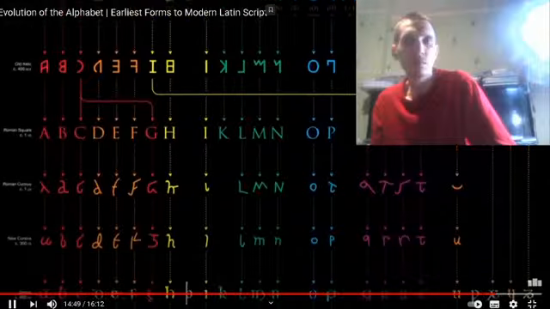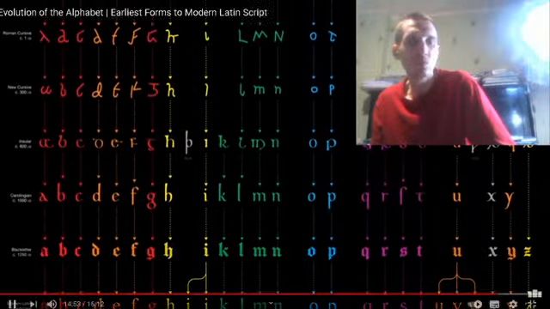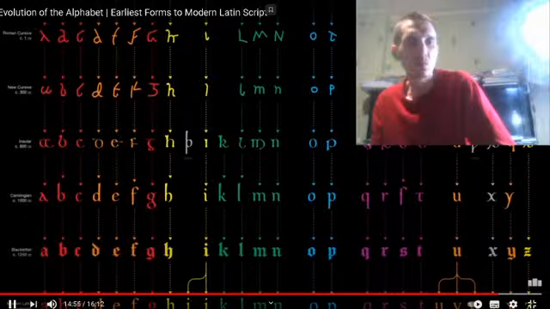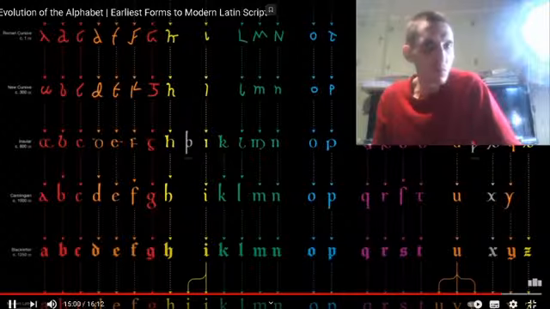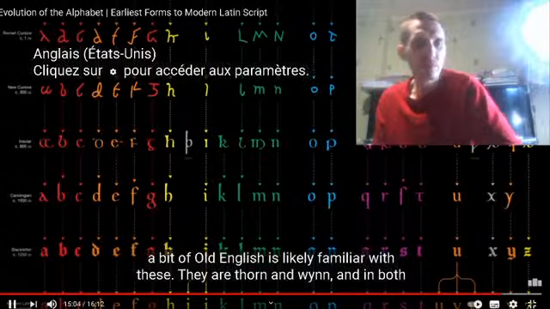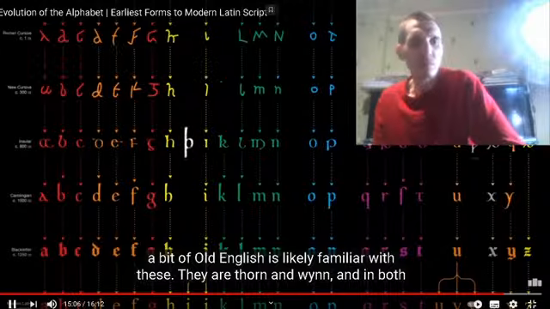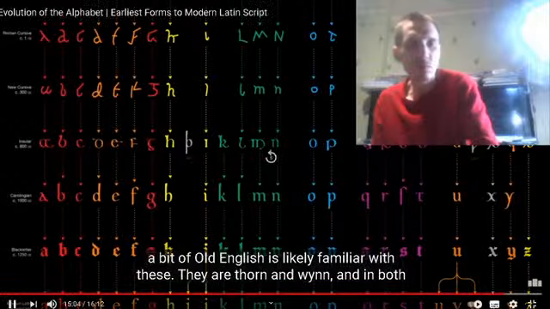Finally, I want to point out two medieval letters that once upon a time were used to write English, but are no longer a part of our modern alphabet. Anyone who has studied a bit of Old English is likely familiar with these. They are thorn and wynn.